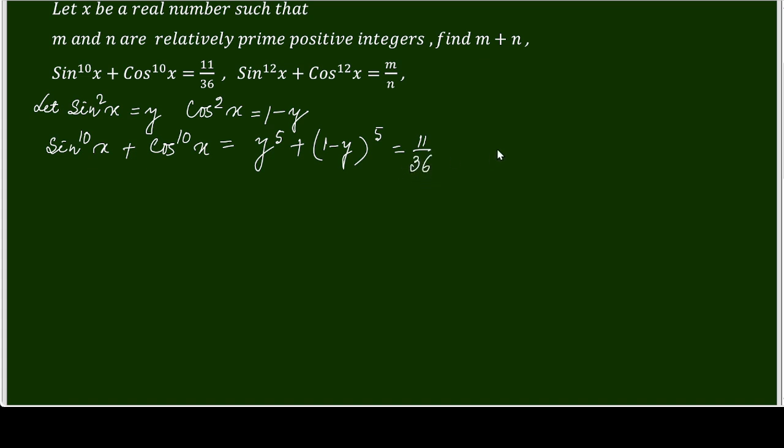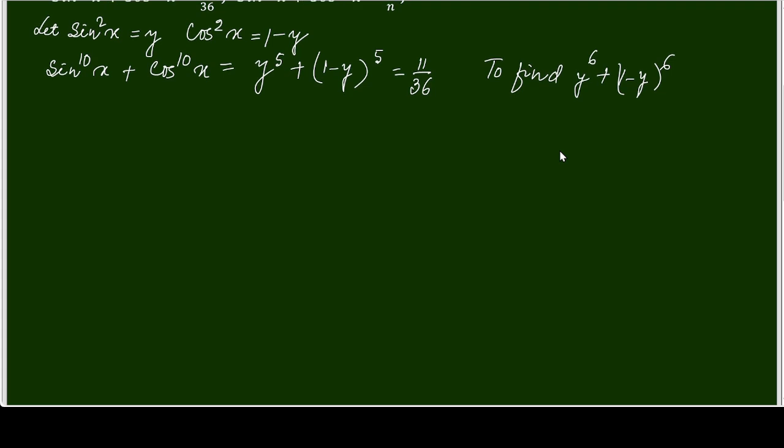What we have to find out? We have to find y to the power 6 plus (1 minus y) to the power 6, in terms of m and n, then we will find m plus n.